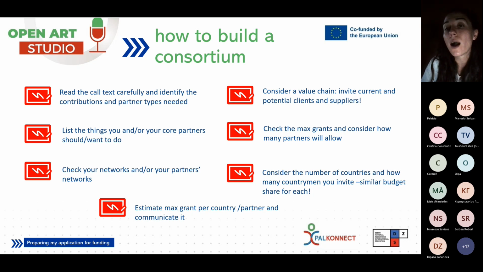So here you need to see which is the limit of the number of partners that you can engage in the project, to see the maximum grant that you can receive, and then to distribute the budget, the grant, during the drafting procedure according to the activities that each partner is going to participate in. Consider also the number of countries and how many countrymen you invite, and estimate max grant per country, partner, and communicate it. Every time you have to make calculations and do the budget for the other partners, it's very important to prepare it and then to share it with them in order to give you feedback on parts that maybe they want to change or add things to.